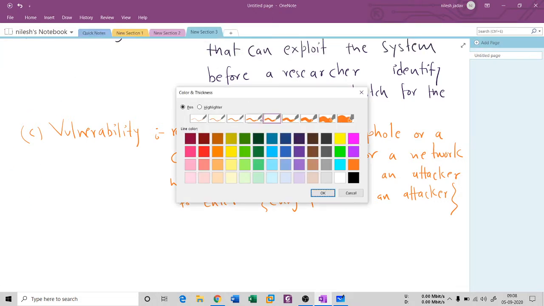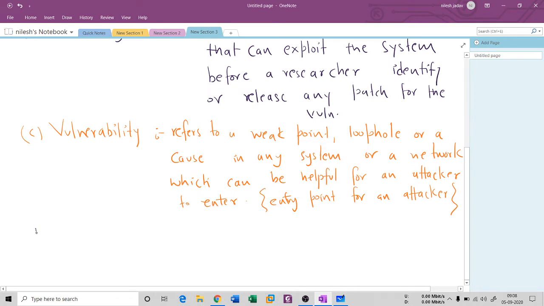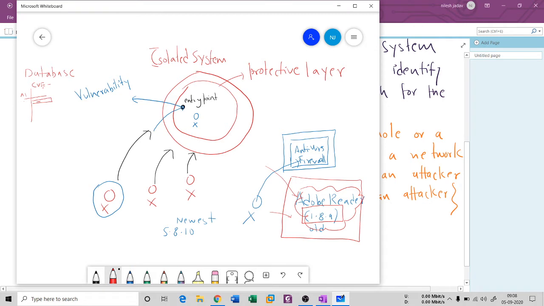Let me take another color here to separate the definition. The fourth definition is exploit, and it is very relevant from the perspective of vulnerability. Once you find this vulnerability, this red dot, to enter into this loophole is nothing but exploit. It's a breach. You are breaching the security, and breaching is nothing but exploit here. Breaching of security of a system through vulnerability is nothing but exploit.